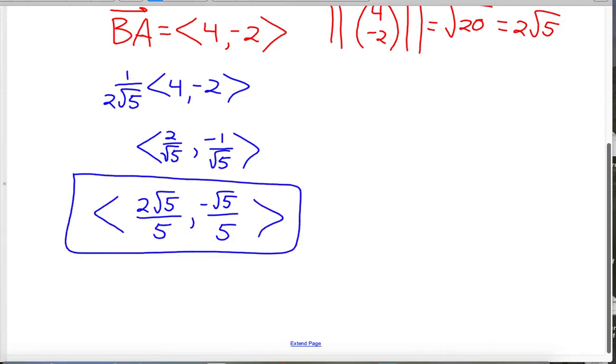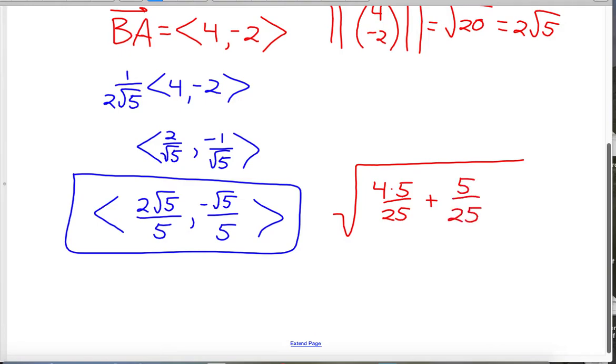Maybe we should double check and make sure that this does have a magnitude of 1. To figure out the magnitude, I'm going to do the square root of the x component squared. When I square 2√5/5, I'm going to get 4 times 5 over 25. And then when I square the y component, I'm going to get 5/25. And so that's going to give me 20/25 plus 5/25, which is 25/25, which is 1, and the square root of 1 is 1. So there's your answer.